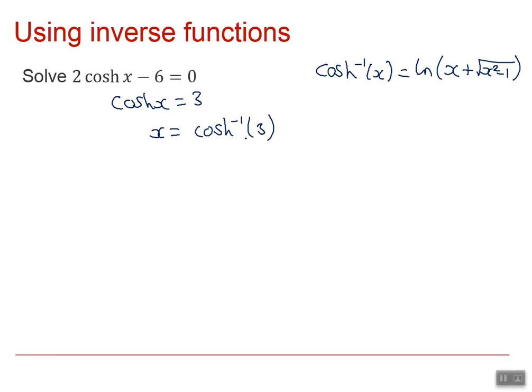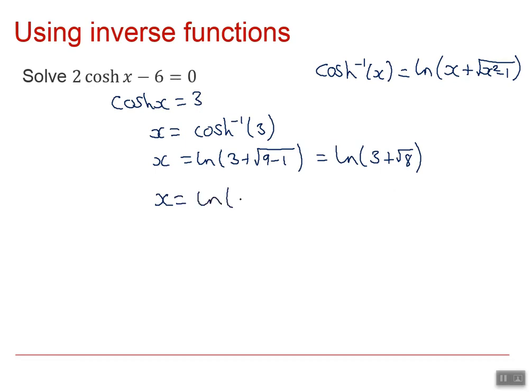Okay, so in this particular case we can see that x is 3. So we're going to have x equals ln of 3 plus the square root of 9 minus 1, which is ln of 3 plus root 8. Now, if you remember in the previous slide, we talked about the fact that this would actually have 2 solutions on the graph. So we need to find the other solution, which would be ln of 3 minus root 8. So we can see these are our 2 solutions to this equation.